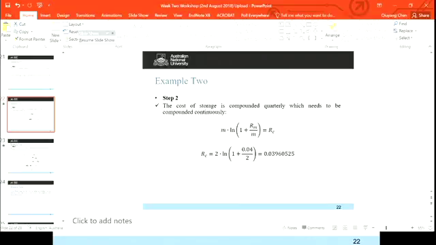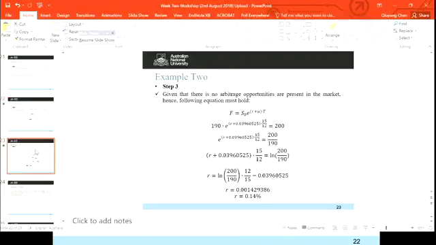That is 0.0396. So do we have a problem of understanding this? So we're simply converting this semi-annual compounded storage cost rate into a continuously compounded storage rate by using this formula here. All right, so after we're obtaining this continuously compounded storage rate, we can now plug into the formula, right?